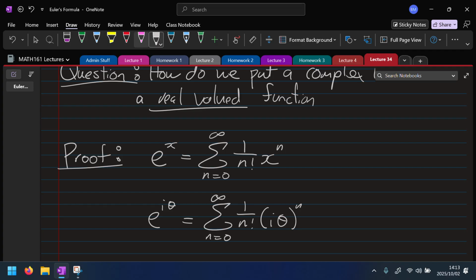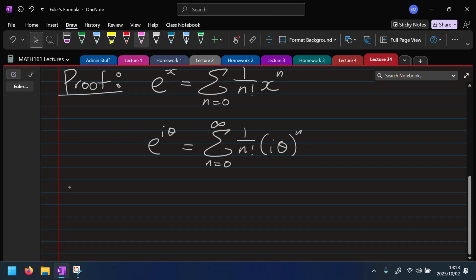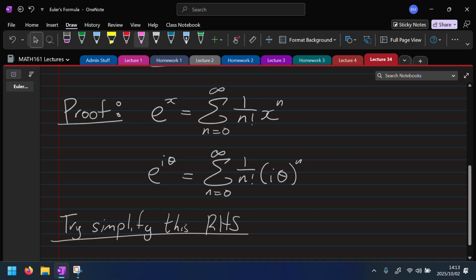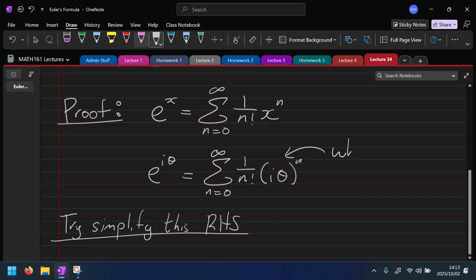Now, for every power of n, we can calculate that. That's a complex number to some power. We know how to deal with that, right? i squared is -1, and then you just carry it. Okay, so let's look at this right-hand side and try to simplify this. And by simplify, I mean, what is i theta to the n? How does that simplify? Okay, so what is this?